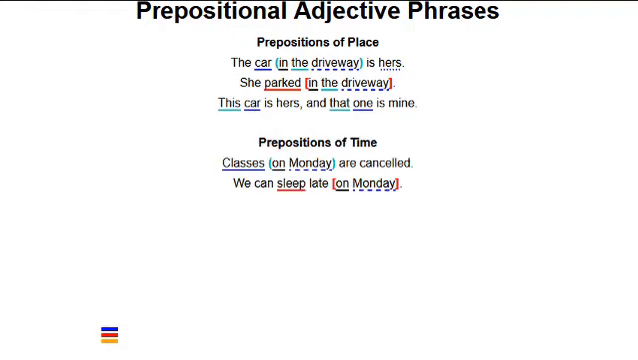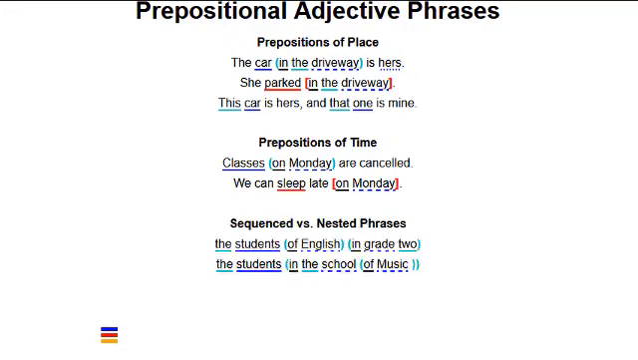We'll talk more about prepositions and the rules for verb phrases. Note that prepositional phrases can either be sequenced or nested. The phrases in The Students of English in grade 2 are sequenced. The phrases in The Students in the School of Music are nested. Note that in the sequenced phrases, of English is placed closer to the noun because it refers to a type of student. The order of nested phrases cannot be changed without completely changing or losing the meaning.